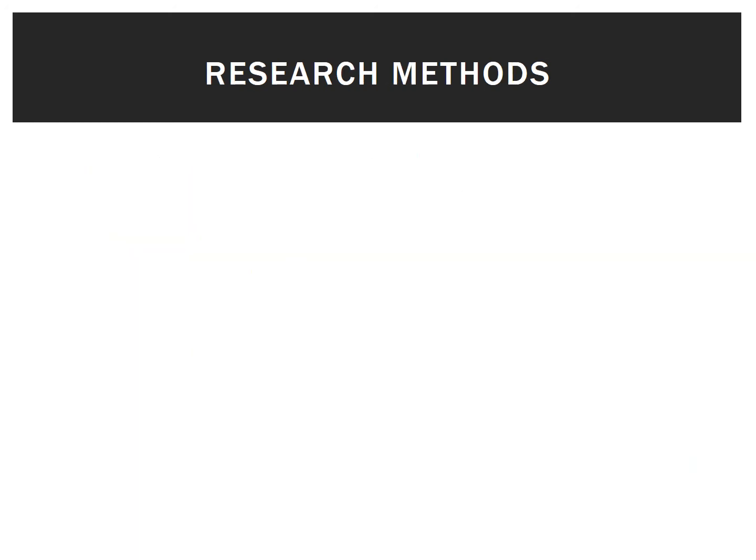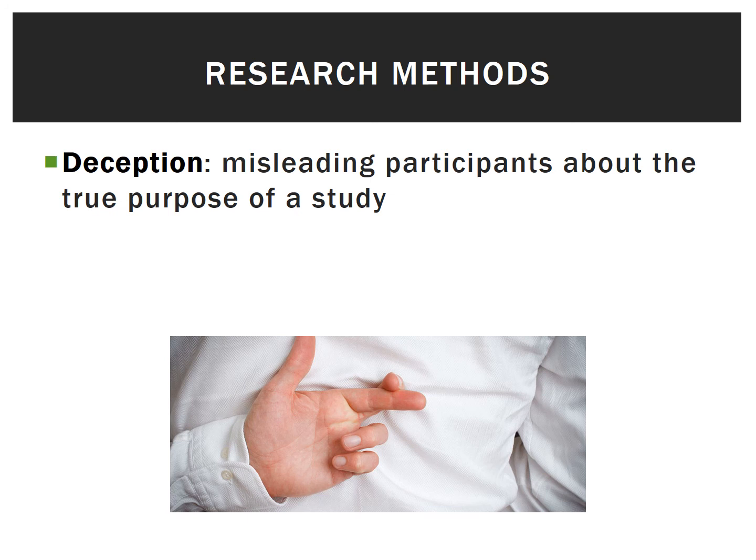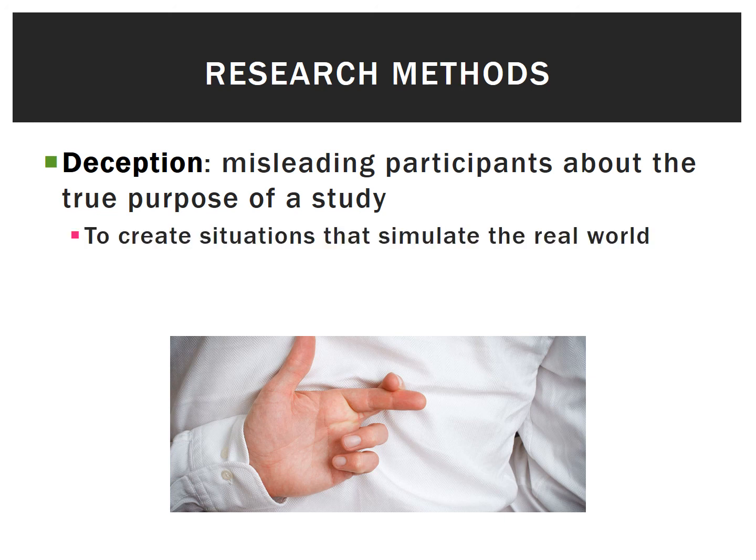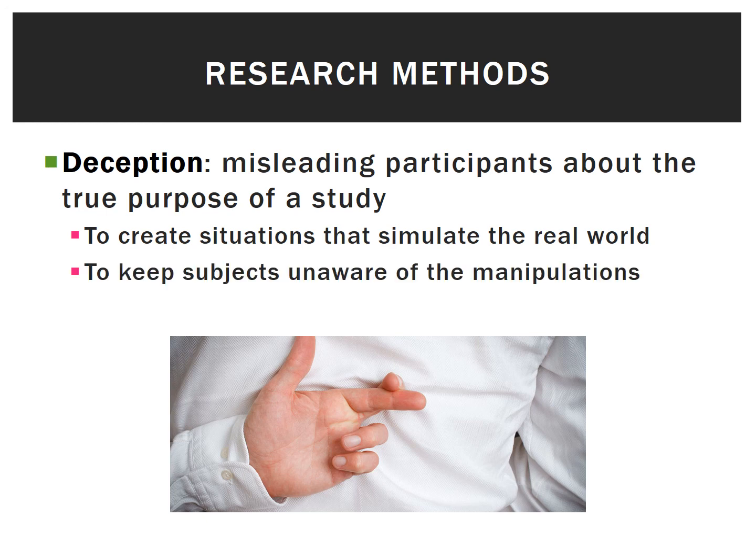Now, sometimes we can't give all the information about the study, so we have to use deception. Deception involves misleading participants about the true purpose of a study. And we don't do this just for funsies, right? We don't deceive participants just because we think it's funny. We do it because it serves a real purpose. For example, deception might serve to create situations that simulate the real world, so that participants are not already knowing exactly what we're trying to study, because that's not really how it works in the real world. And probably most importantly, to keep subjects unaware of the manipulation.